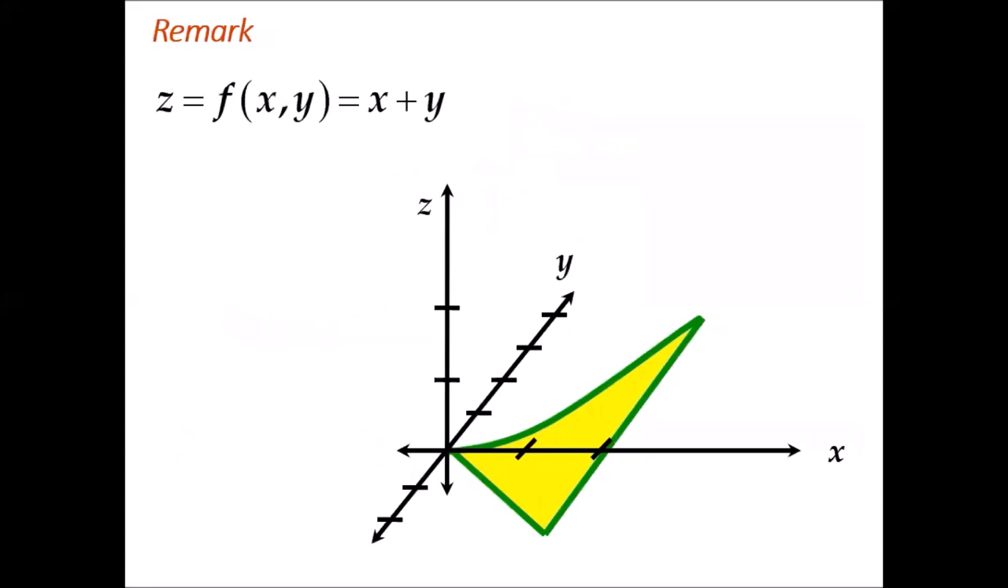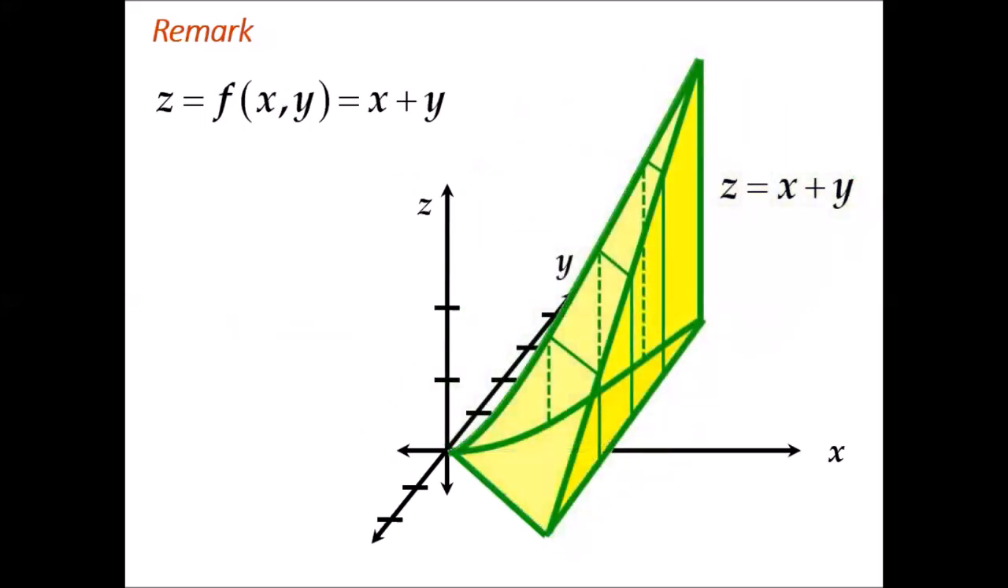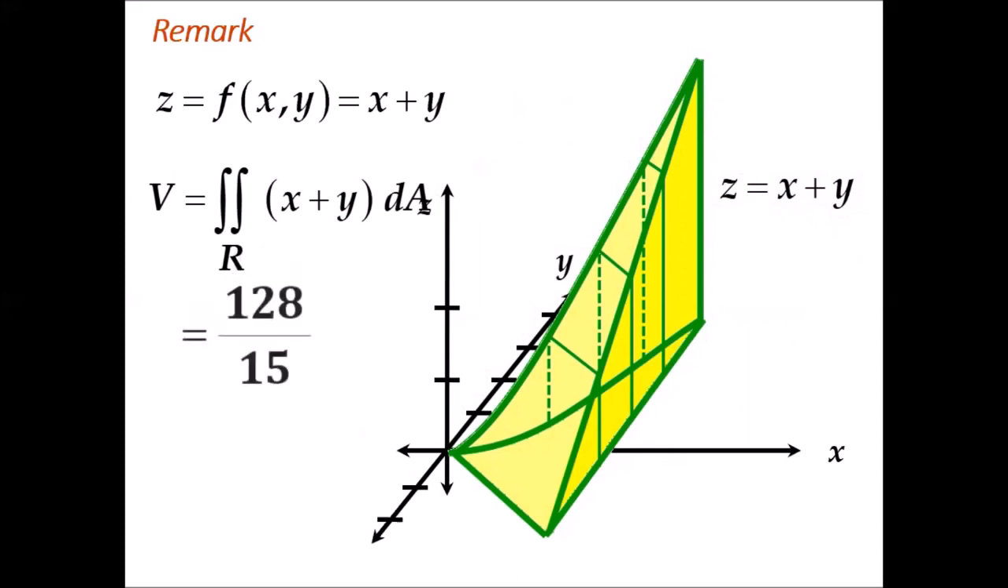Now here's how our previous example looked like. We have the region R here, shaded in yellow, and plotting z over this region will give us this solid. And the volume of this solid is given by the double integral of x plus y dA evaluated on R, which is equal to 128 over 15 cubic units.